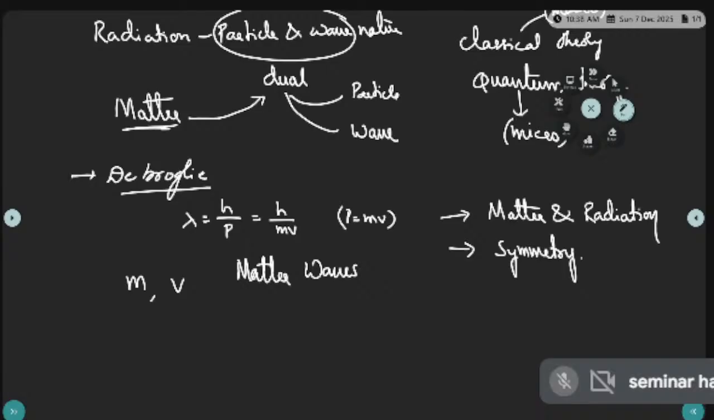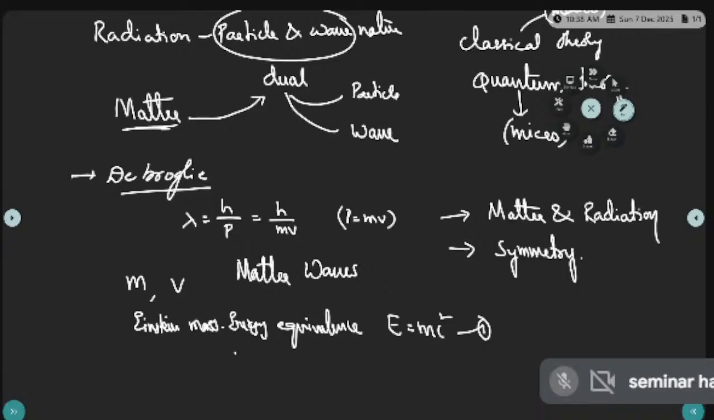According to Einstein's mass-energy equivalence, Einstein has given a relation between mass and energy. What is it? E is equal to mc square. Who gave this? With the help of this equation, energy and mass are convertible. Mass will be converted into energy, energy will be converted to mass. The relation between mass and energy is given by E is equal to mc square.